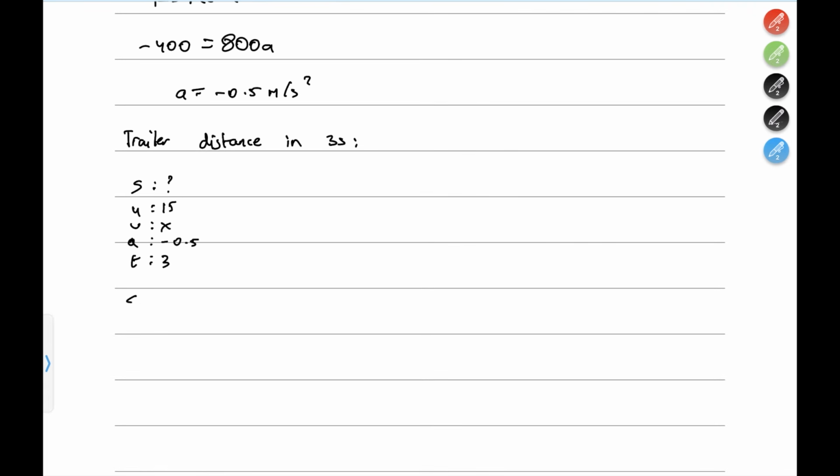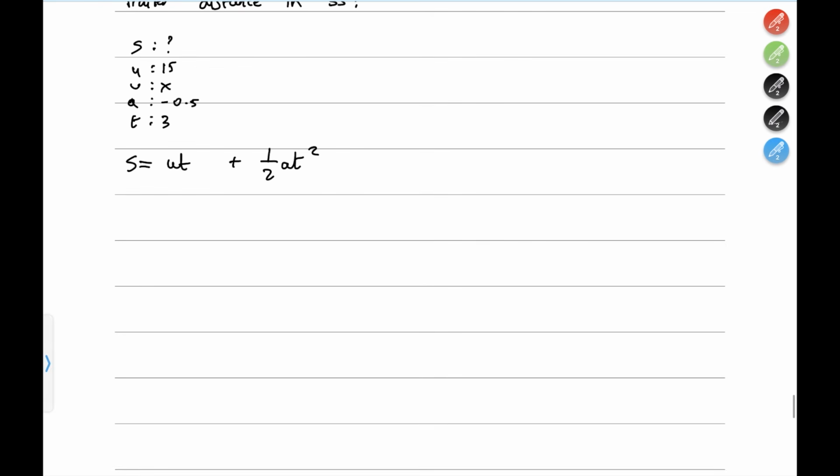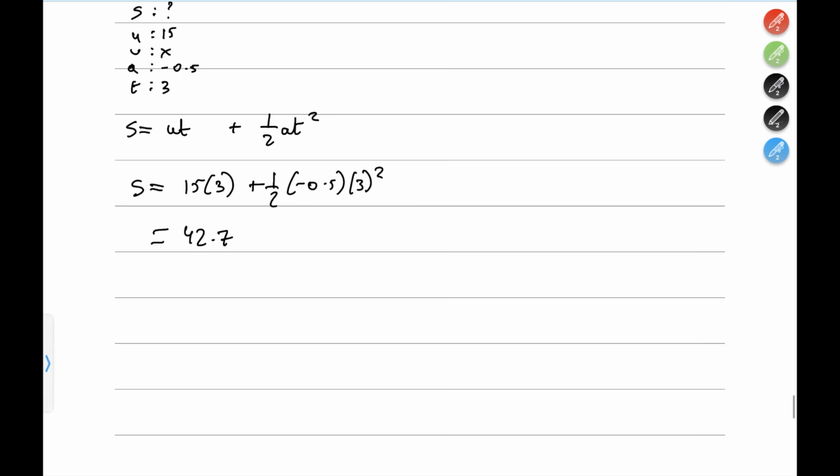So then we can say that S equals ut plus half at squared. So S is equal to 15 times 3 plus a half times minus 0.5 times 3 squared. That's going to be 45 plus a half times minus 0.5 times 3 squared. That gives us 42.75 meters. So in 3 seconds, after the tow bar breaks, the trailer travels 42.75 meters.